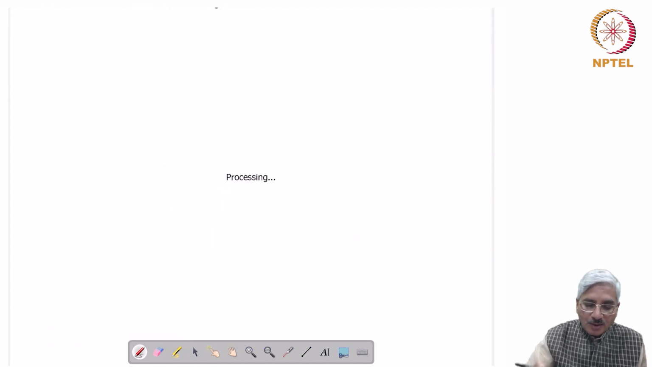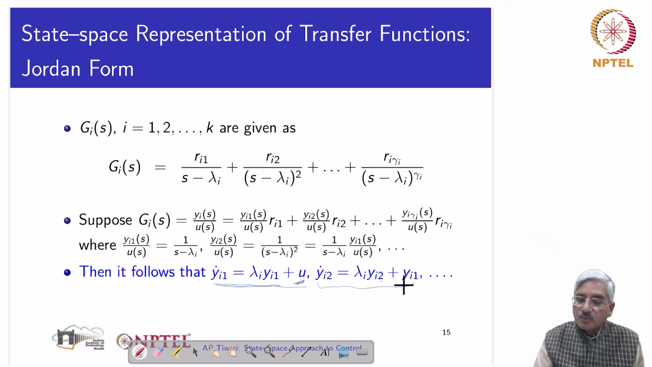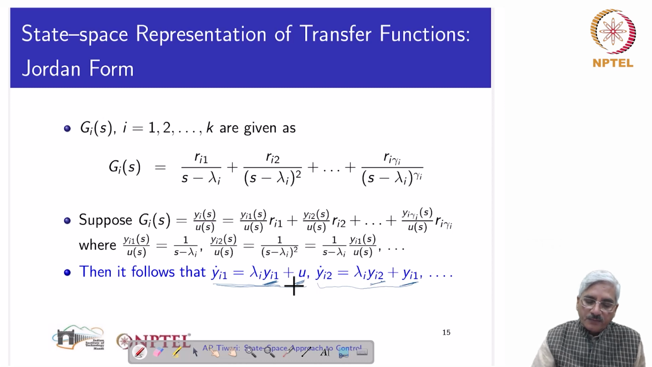What it gives is that yi1 dot will be lambda I yi1 plus u, and yi2 dot will be lambda I yi2 plus yi1. This is the difference. In place of u we have yi1, and of course in place of lambda yi1 we have yi2. So in this manner the outputs of the respective blocks get represented.